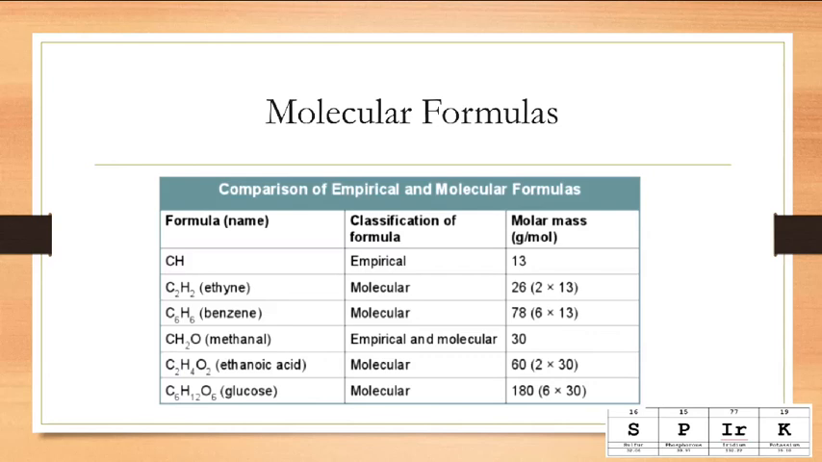So let's look at molecular formulas. When we look at an empirical formula and a molecular formula, we know that the empirical formula is the lowest whole number ratio. So if we look at this first row here, we see that CH is an empirical formula and its molar mass is 13. And then we look at the formula for ethyne and it's C2H2. This is still a molar ratio of 1 to 1, but this is a molecular formula because we can reduce it down to CH. And the same goes for the rest of the formulas in the chart. We can reduce them to a lower ratio.